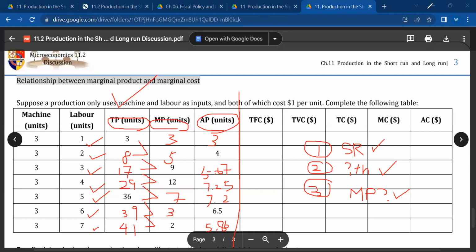3, 5, 9, 12, and 7, 3, 2. Okay, 3, 5, 9, 12, 7, 3, 2. Does it illustrate the law?